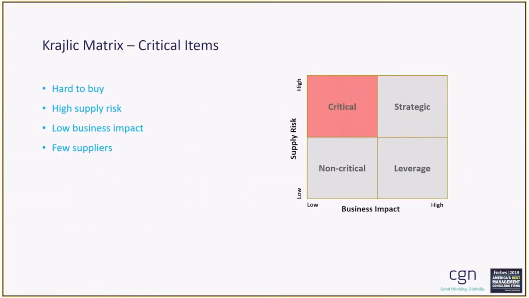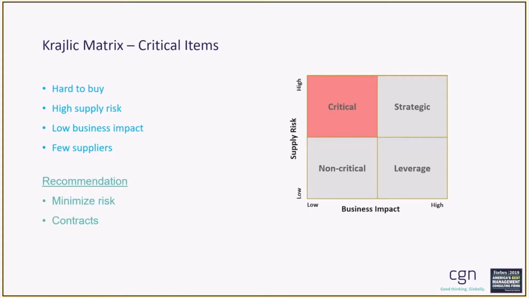The critical area of the Krajlic Matrix consists of products that are typically hard to buy, provided by only a few suppliers, and many have unstoppable delivery outcomes. Suppliers may be in unstable political areas or unfavorable market conditions. Critical items are typically hard to change suppliers since there are only a few sources for specialty items.